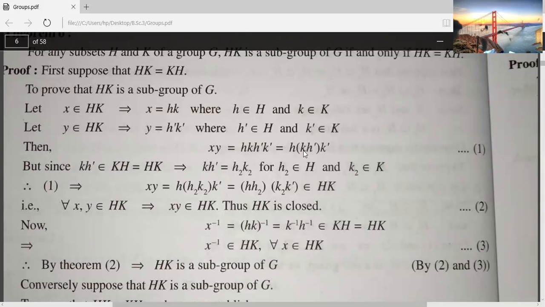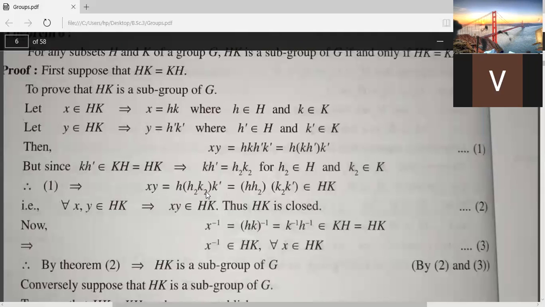This is XY, you have already taken this. X is an element of HK, and this is H dash K dash, that you are writing as H into H2K2 into K dash, that is H2K2 K dash, which belongs to HK. Now here you see for X comma Y belongs to HK, XY also belongs to HK. That is, HK is closed, we are writing.